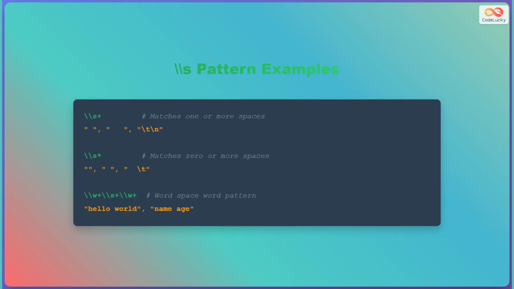Here are some examples of using \s in regular expressions. The pattern \s+ matches one or more spaces, like a single space, 3 spaces, or a tab followed by a new line. The pattern \s* matches 0 or more spaces, like an empty string, a single space, or 2 spaces followed by a tab. The pattern \w+\s+\w+ matches a word, followed by a space, followed by another word such as hello world or name age.